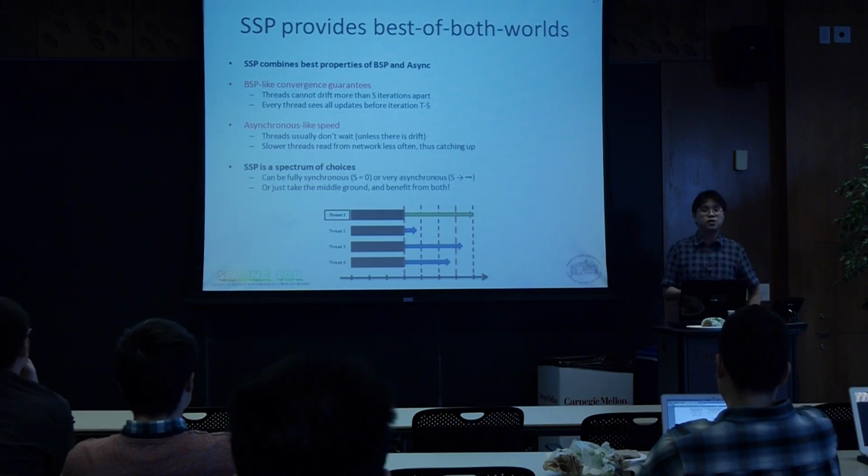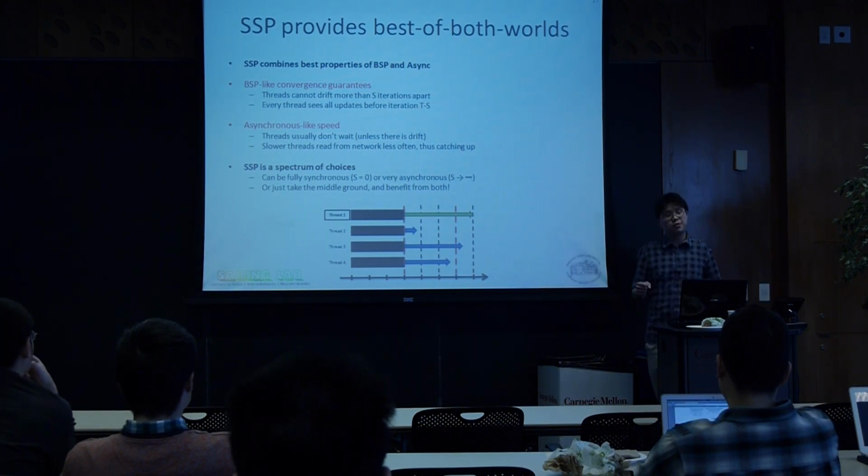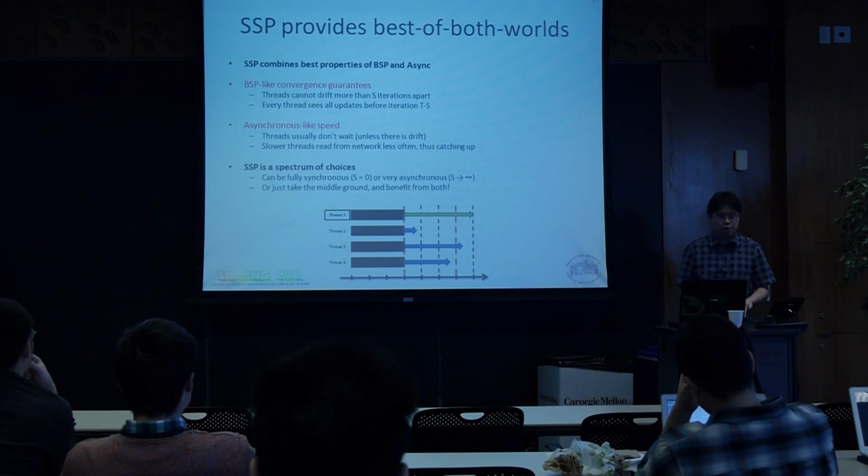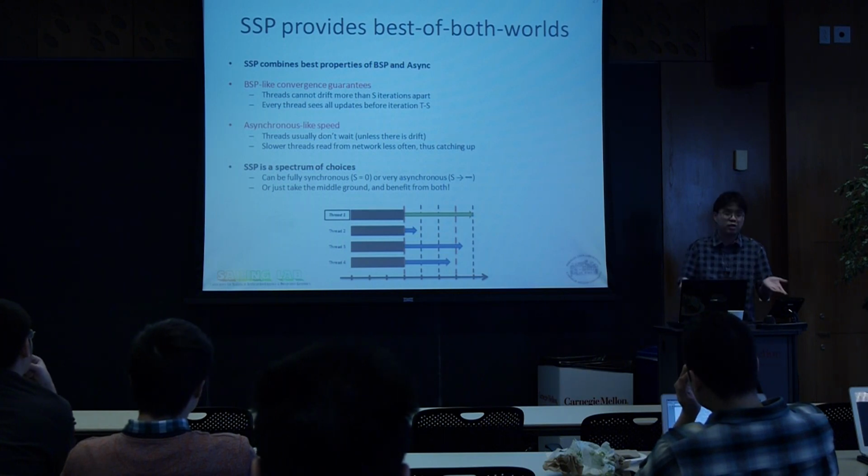Notably, I mentioned that the staleness threshold s is some integer. SSP is actually a spectrum of choices. When you set s equals 0, it reduces to the bulk synchronous parallel model. And if you push s to infinity, it becomes more and more asynchronous-like. In practice, we advocate that you take a middle ground and basically benefit from combining the two models, having some sort of combination between them, if you will.